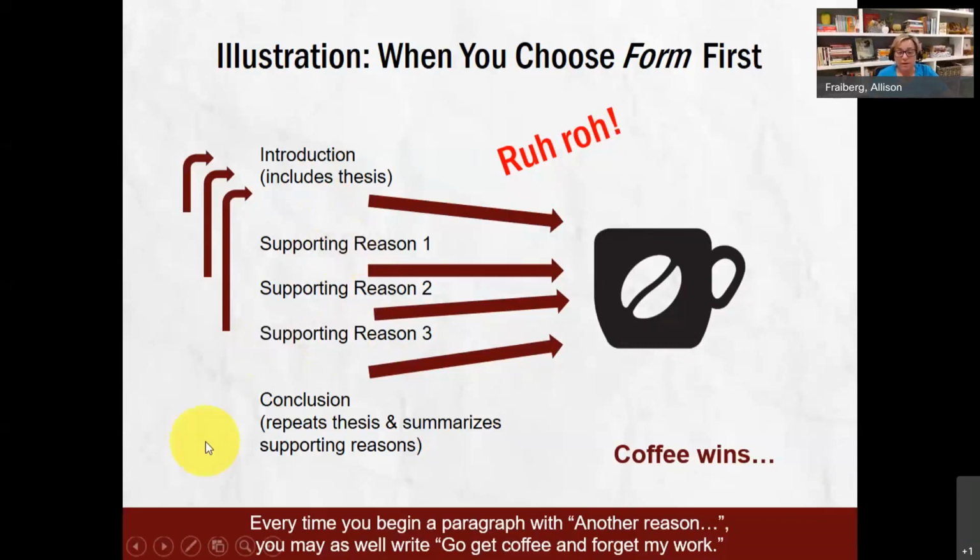And FYI, every time you start a paragraph with another reason or another blah, blah, blah, you may as well write, go get coffee and forget my work, because that's the signal you're sending. You're saying, hey, there's no real connection between these two ideas, so this is a good chance for you to stop. And if you send that message, people are going to hear it.